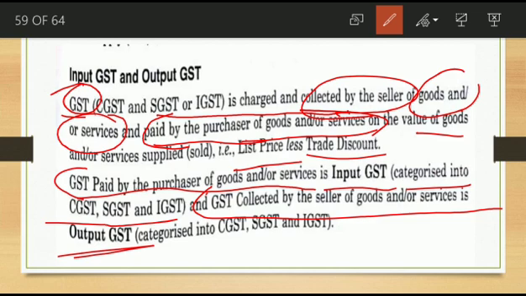So whose point of view is it? That means whose books we are writing. If we are writing for the purchaser, then it is input. If we are writing from the seller's point of view, then it is output GST.